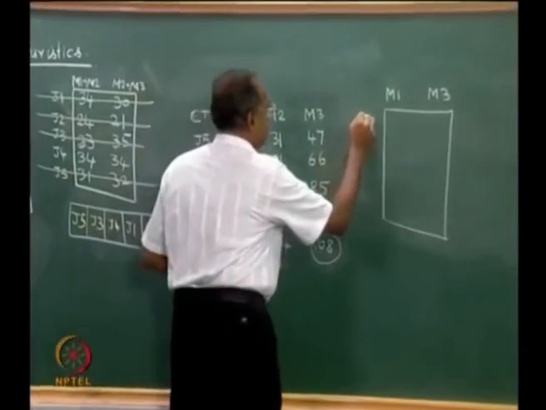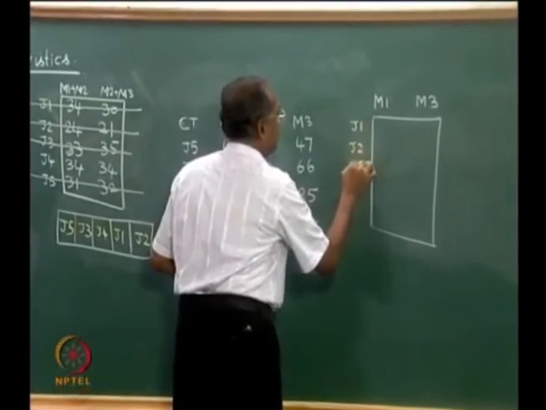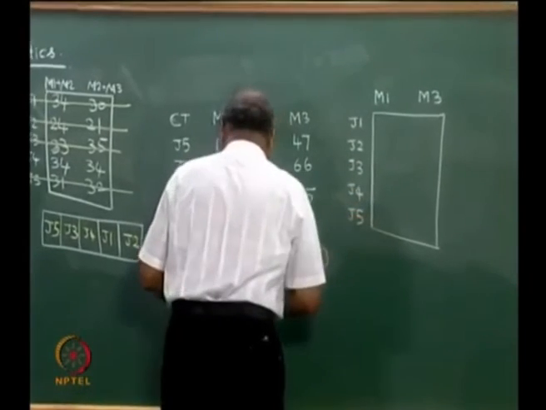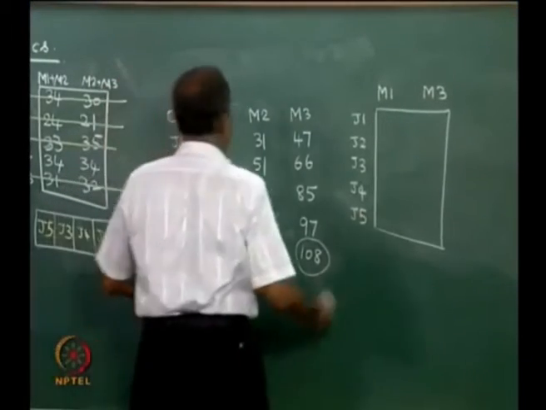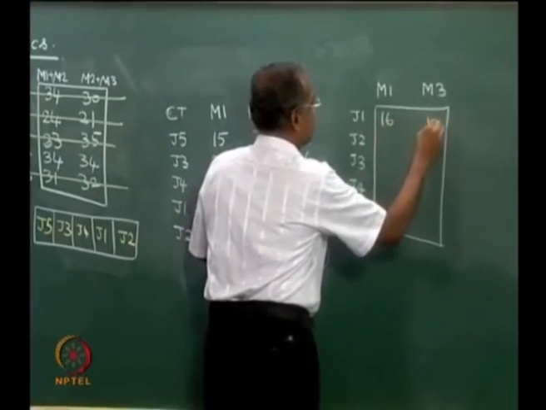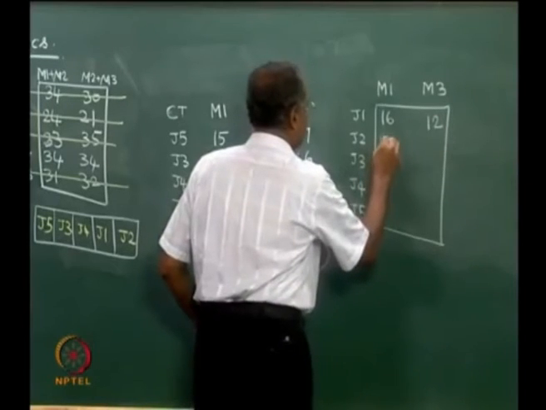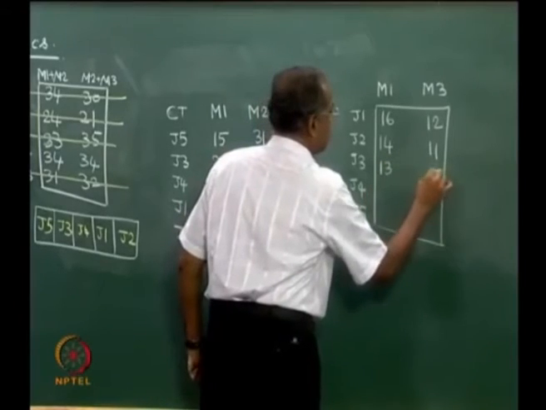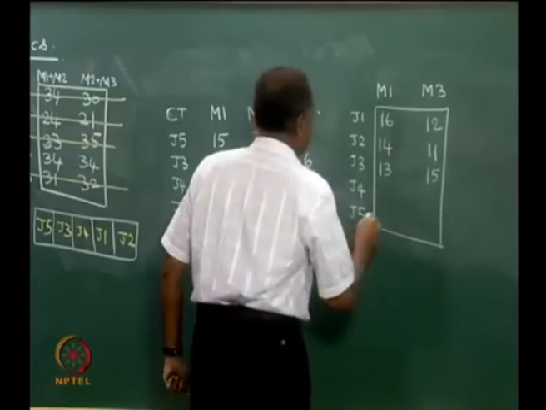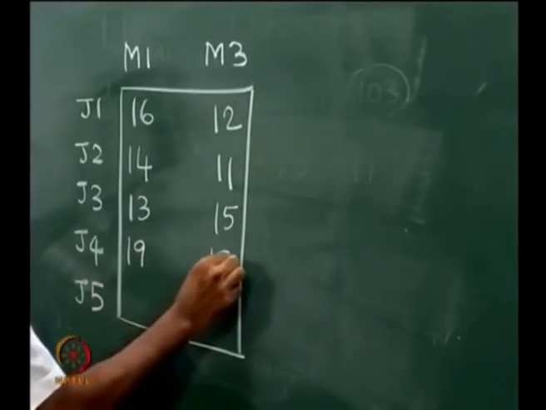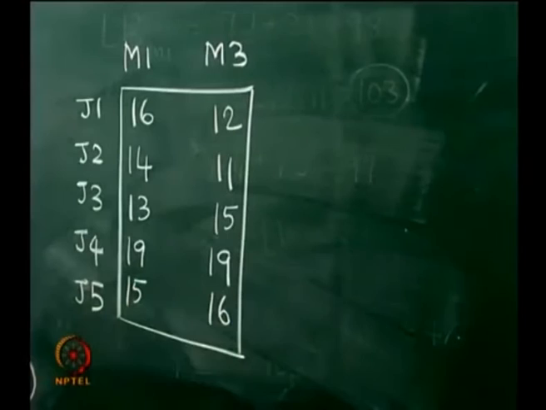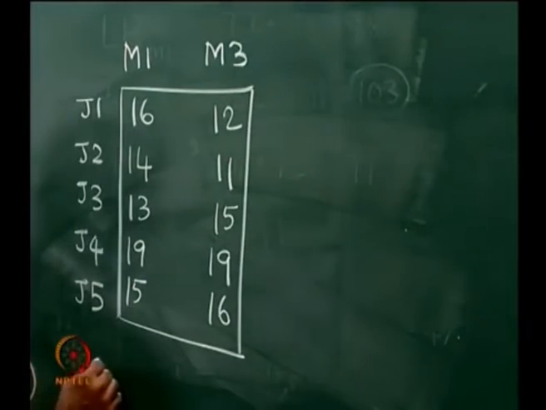So once again J1, J2, J3, J4 and J5. So we get 16, 12, 14, 11, 13, 15, 19, 19, 15, 16. Now let us make another Johnson.